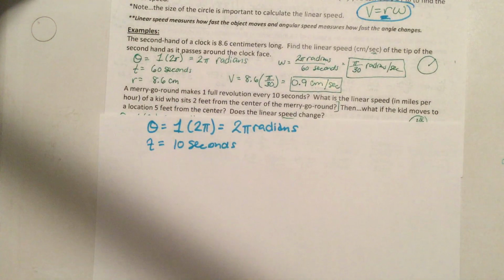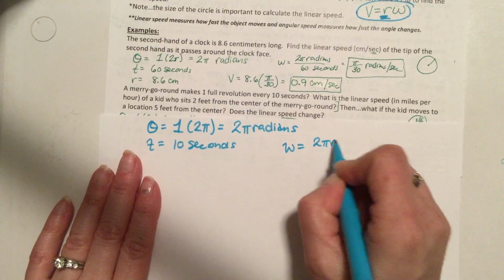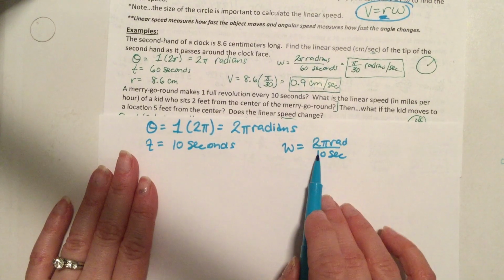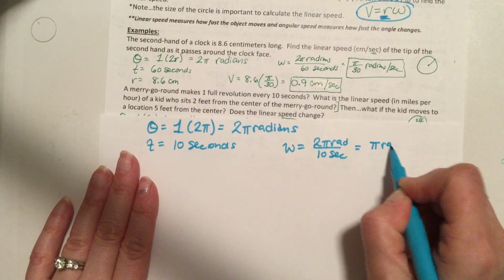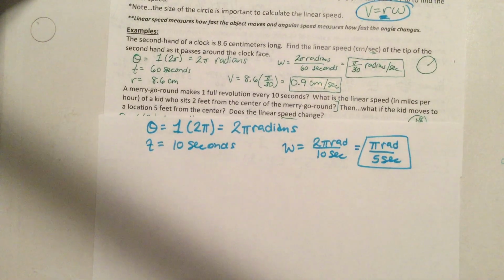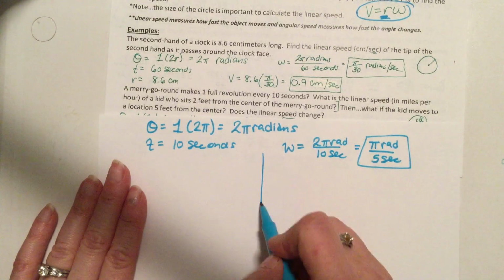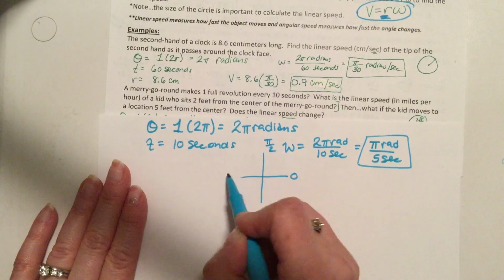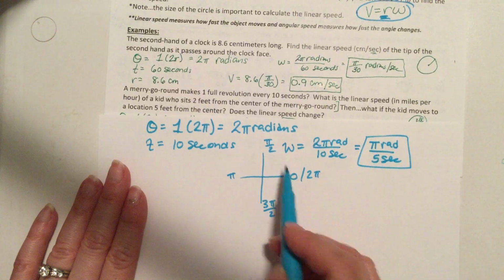What is the speed that the merry-go-round rotates? So omega equals theta, 2 pi radians over 10 seconds. I can reduce. 2 over 10 is the same as 1 over 5. So this is pi radians over 5 seconds. That's its angular speed. So every 5 seconds, you're traveling pi radians. And when you picture this, remember when we were graphing in standard position? This is 0, this is pi over 2, this is pi, this is 3 pi over 2, and this is 2 pi. Every 5 seconds, it goes to pi.